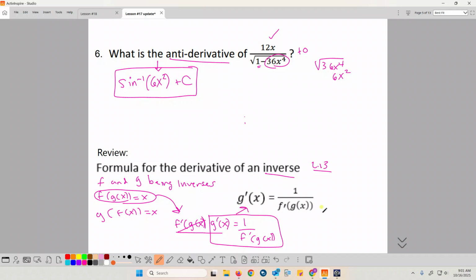So even if you forget this formula, the derivative of an inverse function, you can always use that chain rule application, take the derivative of both sides, and then you find that formula to use to find the derivative of the inverse, okay? All right, I hope that that was helpful. That wraps up lesson 17. And the next one would be lesson 18, L'Hopital's rule.